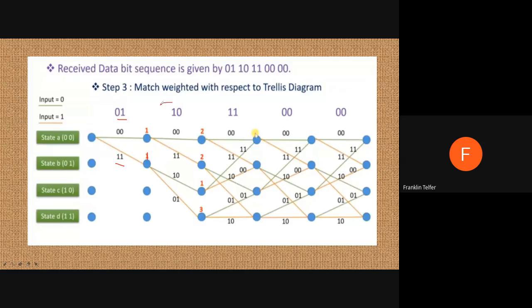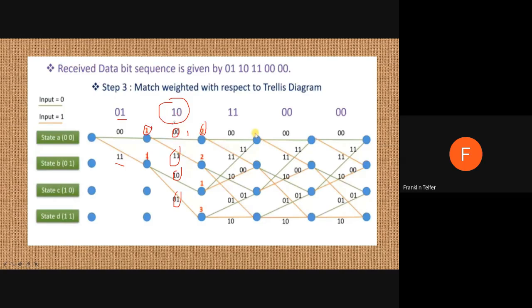Next one, you compare 1 0 with 0 0 1 1 1 0 0 1. If you compare it, you get these terms: 1 0 0 0, right? So you have one difference, and you need to add it with the previous weight. 1 plus 1 is 2. Also, if you go to the next state, you need to add the previous weight.